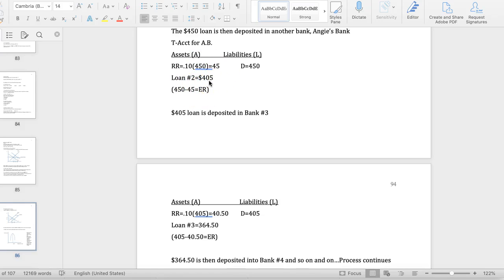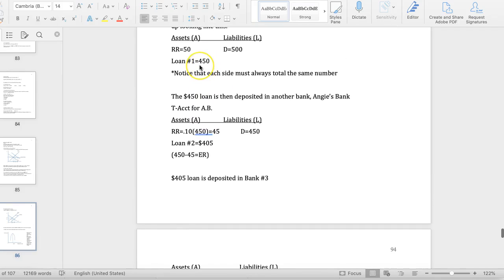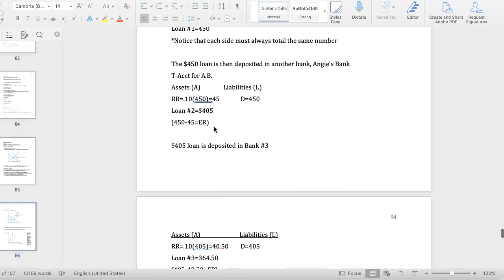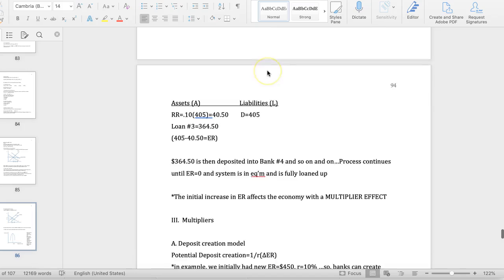Here's the important thing to notice. $405 is just a little bit less than the original loan of $450. So the same money is being loaned out multiple times. Basically, through this fractional reserve banking system, money is being cloned, if you will. It is being created.